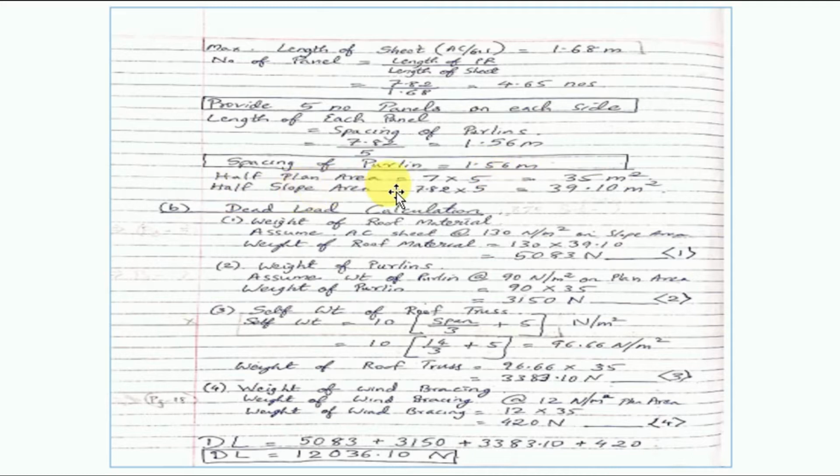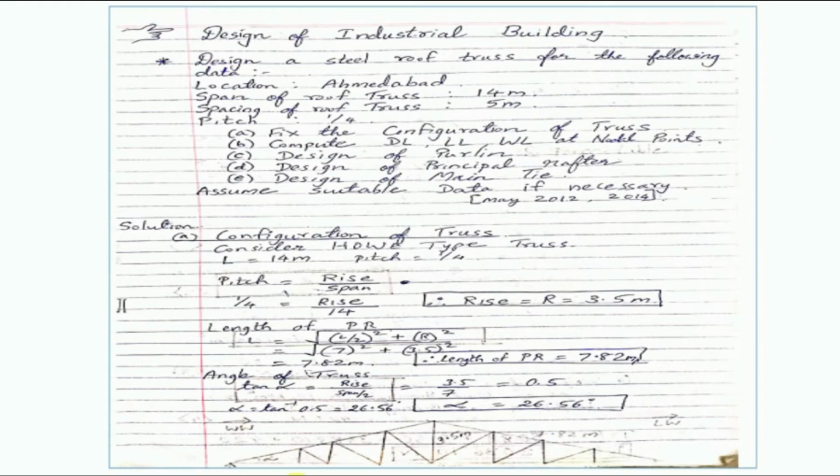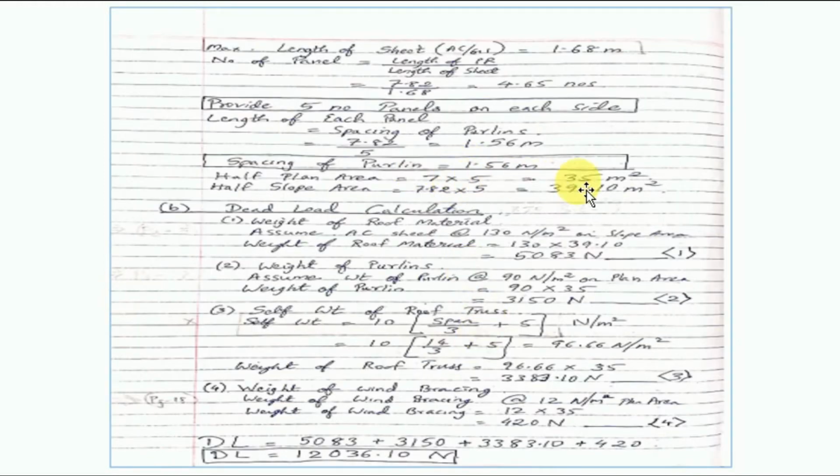Half plane area will be 7 into 5. For the figure, the half distance will be 7, and the distance of each truss will be 5 meter. So 7 into 5 will be our plane area, 35 meter square, and slope area will be 7.82, the length of principal rafter, into 5. Each truss spacing is 5, equal to 39.10 meter square, our slope area.